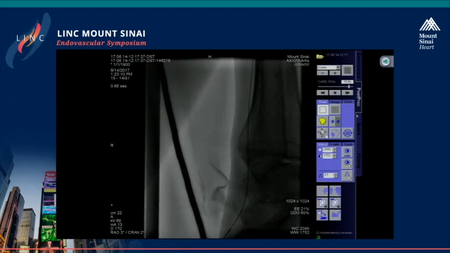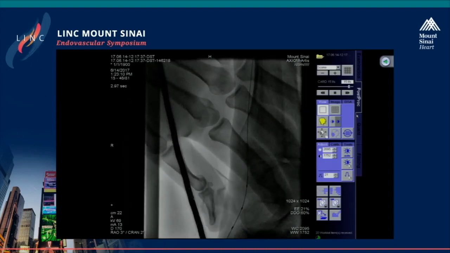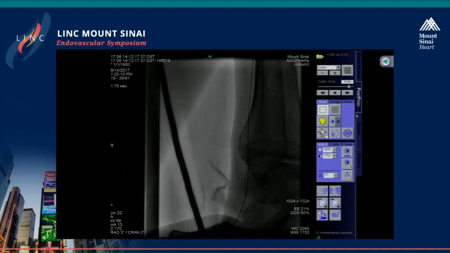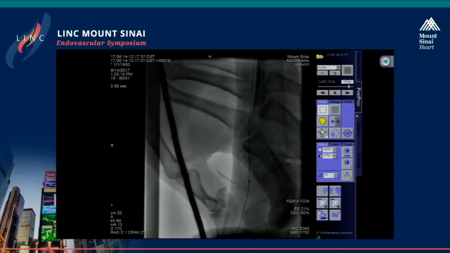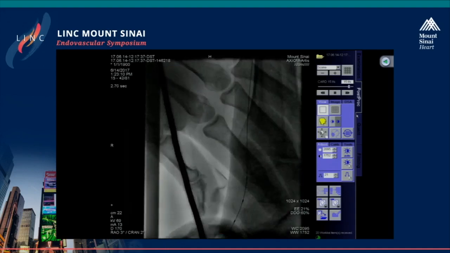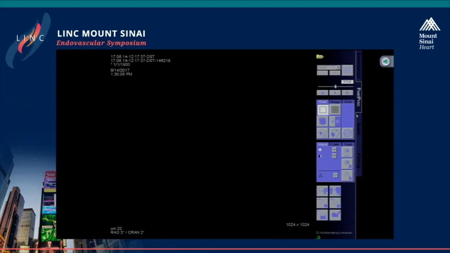So that's where we're at right now. And then what we're going to do is we're just going to go ahead and wire from below and above. And wire of choice right now, we're starting with the hydrophilic wire from below and just seeing how it goes. So I just welcome any suggestion from the panel while we continue to work.